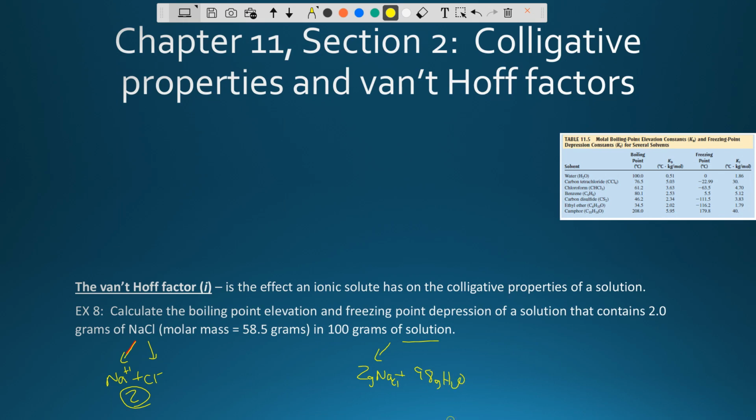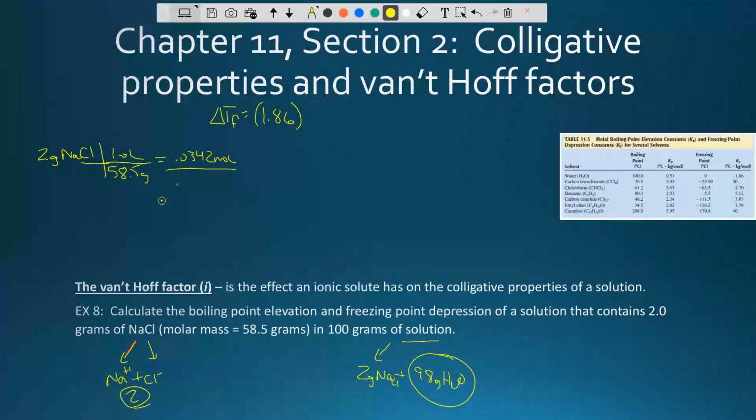So obviously, I'm going to do the boiling and freezing point. Let's take a look at my freezing point again. My freezing point constant is going to be 1.86. I need to find my molality. So 2 grams of sodium chloride at 58.5 grams per mole gives me 0.0342 moles of sodium chloride. And remember, I have only 98 grams of water, so that's 0.098 kilograms. And I have then a molality of 0.0349.